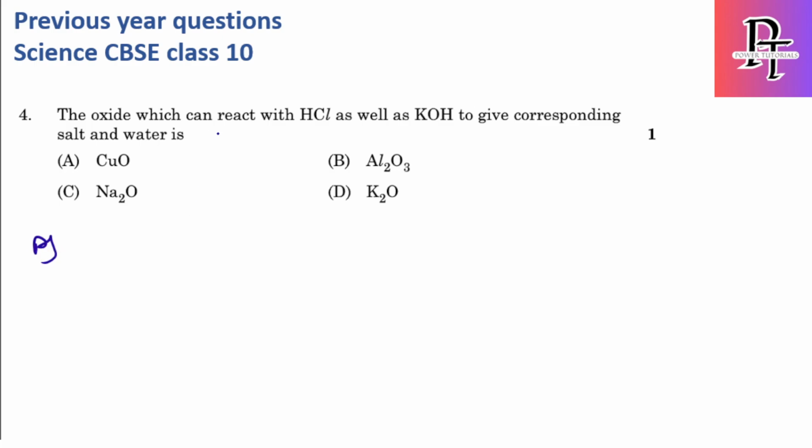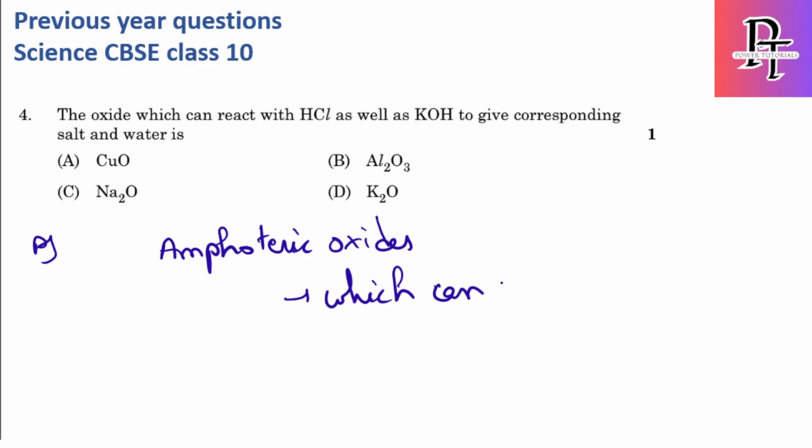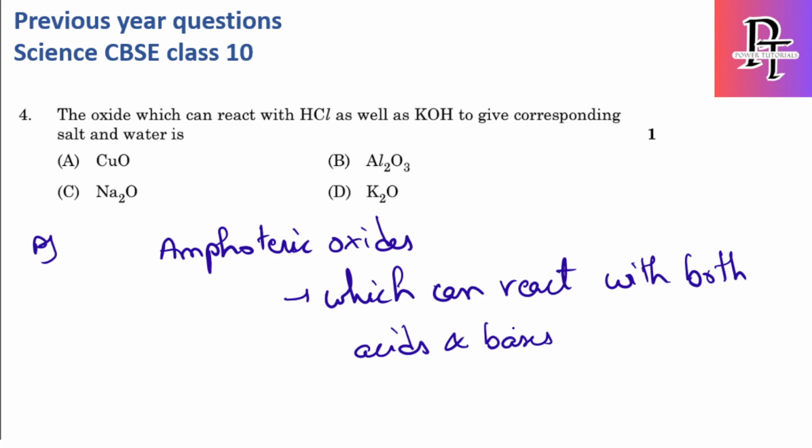The oxide which can react with both HCl as well as KOH. We call these metal oxides amphoteric oxides. So what are amphoteric oxides? Those which can react with both acids and bases. We have only two metal oxides which are amphoteric, aluminum oxide and zinc oxide, Al2O3 and ZnO. These two are the right options. In these options, you can see only one is present, which is Al2O3.